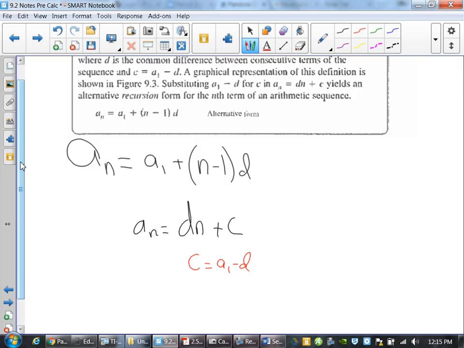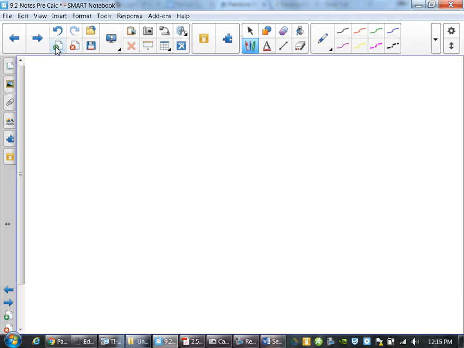Yeah, this is the simplified version of that. So when you simplify it out, if you look here, when you distribute, aren't you distributing the d value? And then doesn't this equal a sub 1 plus d times n minus d, which is d n plus a sub 1 minus d, which is that. That's all it is. Does that make sense? Let me show you an example. Super, super, super easy to work with.